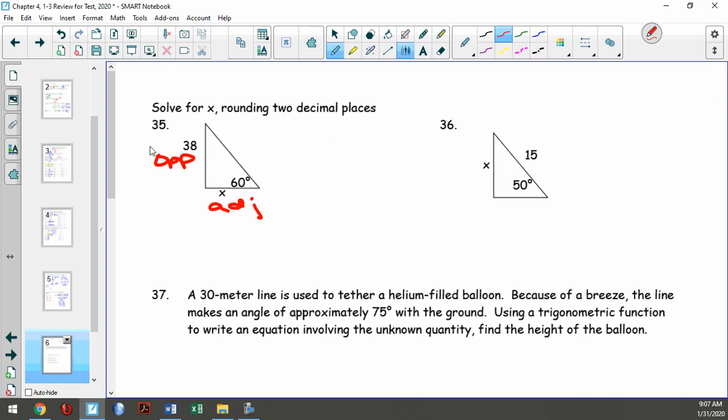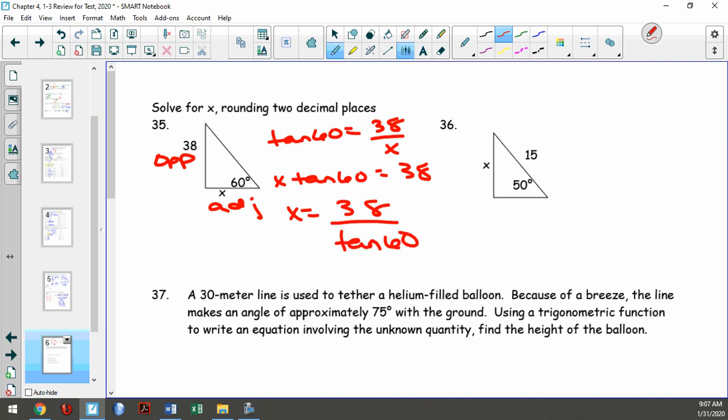What trig function deals with opposite and adjacent? So the tangent of 60 is equal to opposite 38 over x. So x times tangent is equal to 38. So x is equal to 38 divided by the tangent. And you're going to pop that in your calculator, making sure you're in degree mode. When you do that, it's 21.94.